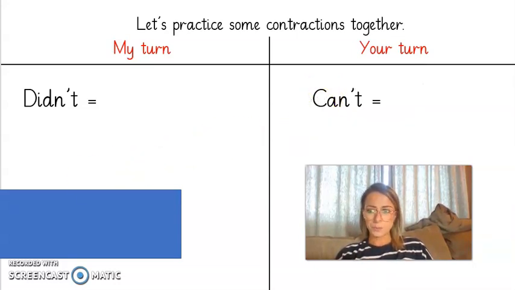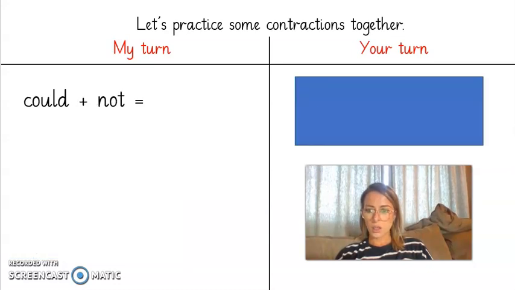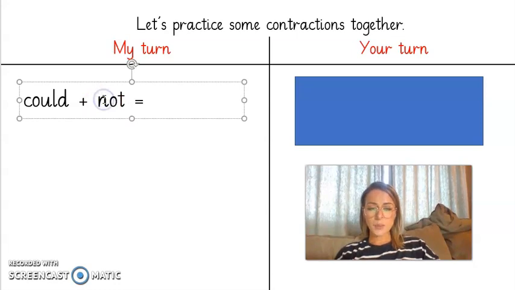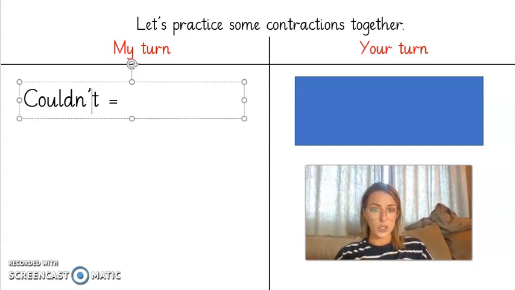Okay, let's try another one. So, my turn. I'm going to take could not. And firstly, I'm going to smush it together into one word. And then I'm going to get rid of a letter and I'm going to replace it with an apostrophe. So I started with could not, and now I've got couldn't.